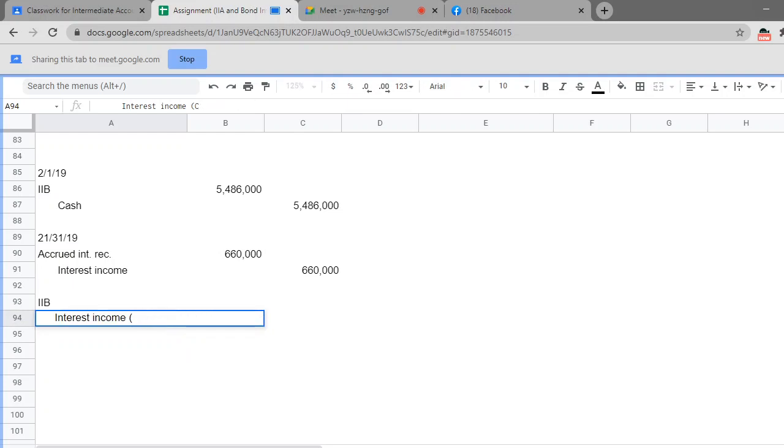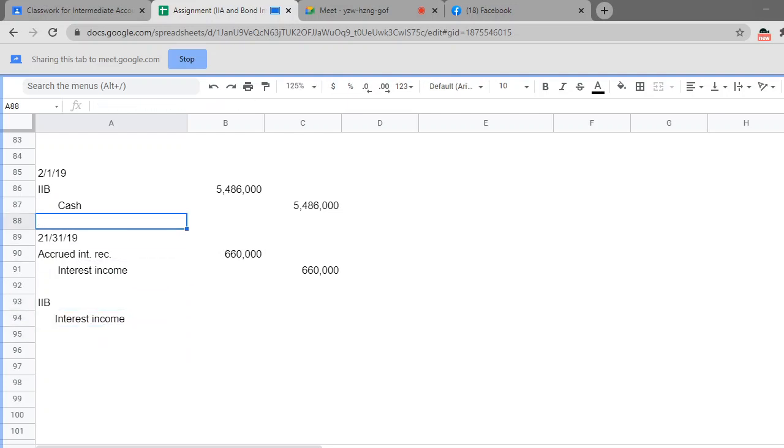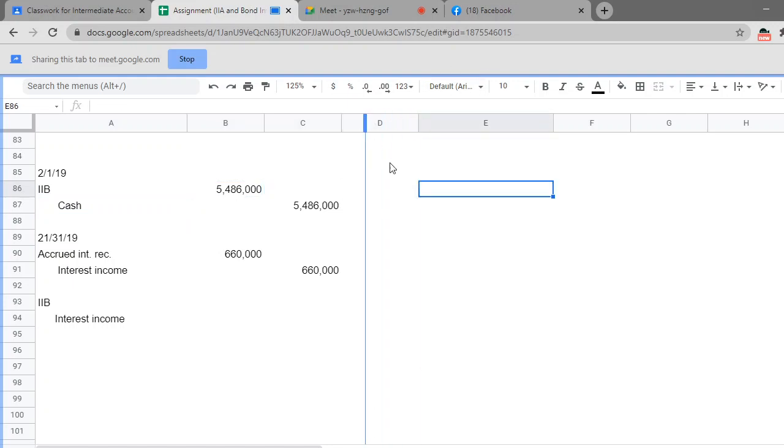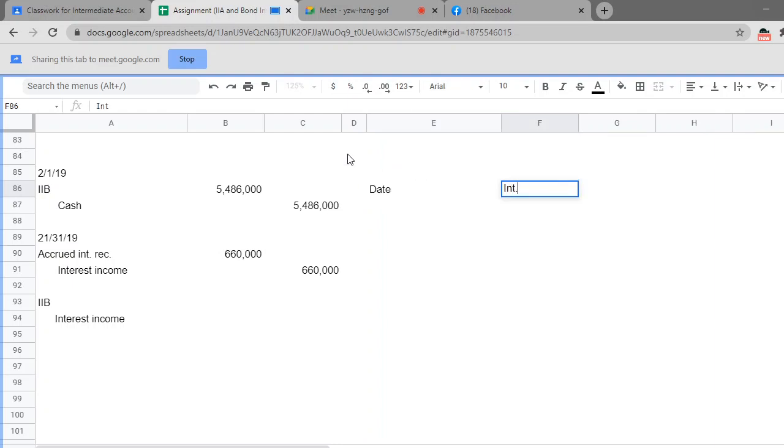Sige. Ako na lang ning hawaon. Gawa tayo ng amortization table. Let's begin with the date. Sa sunod, interest received. So, imong interest received was face amount times your nominal rate, which is the 12%, right? And your interest income or your effective rate, carrying amount, times your effective rate.